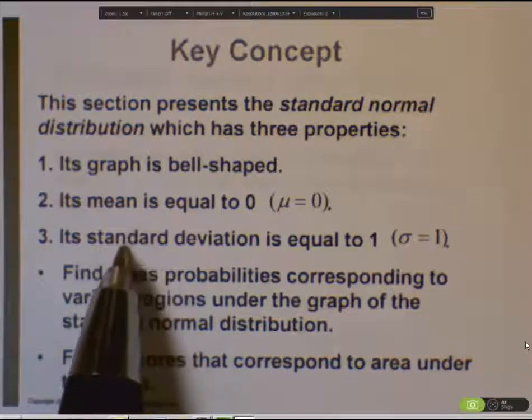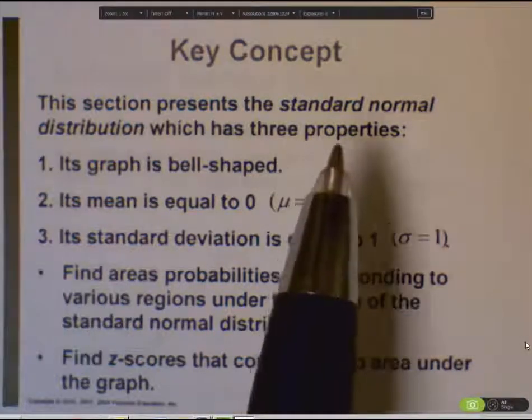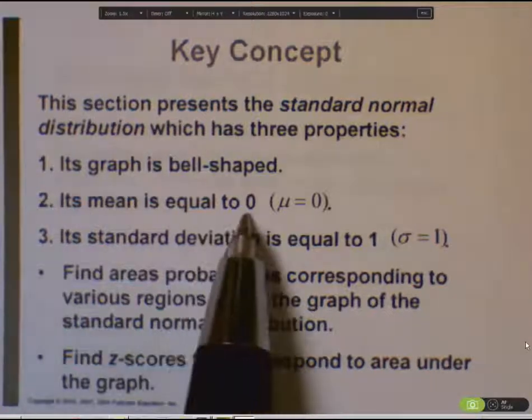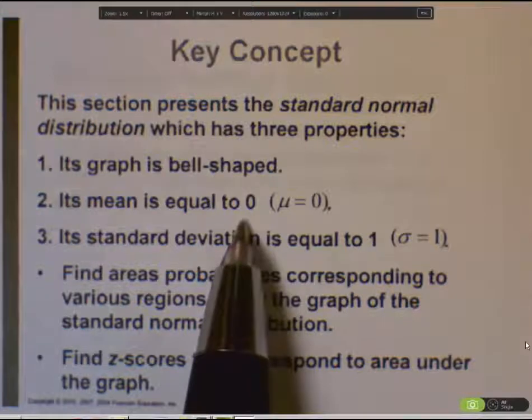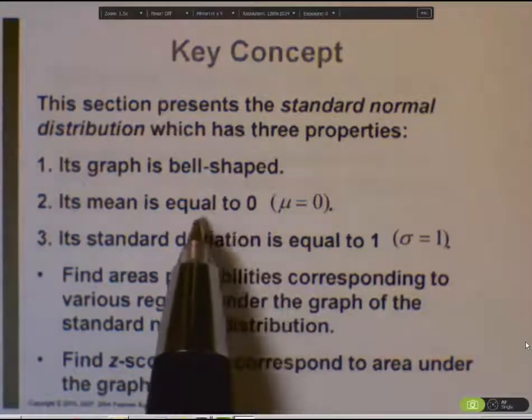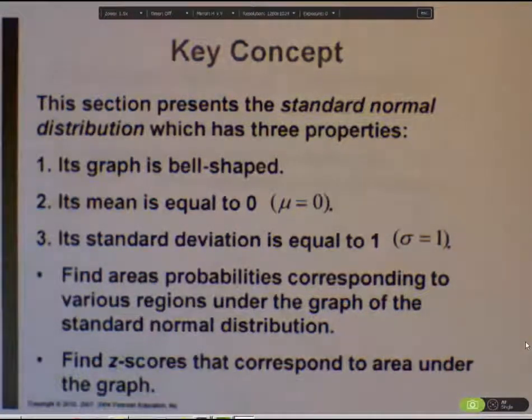Now, there wouldn't be very much raw data in the world that would be represented by a standard normal distribution. Think about it. If the mean is going to be 0, then there would need to be the same number of values below 0 as above 0. They would all have to average out to 0. There aren't very many real life data sets that are going to have a mean of 0. So there are limited applications of this, but it allows us to talk about normal distributions which are not standard in section 6.3.